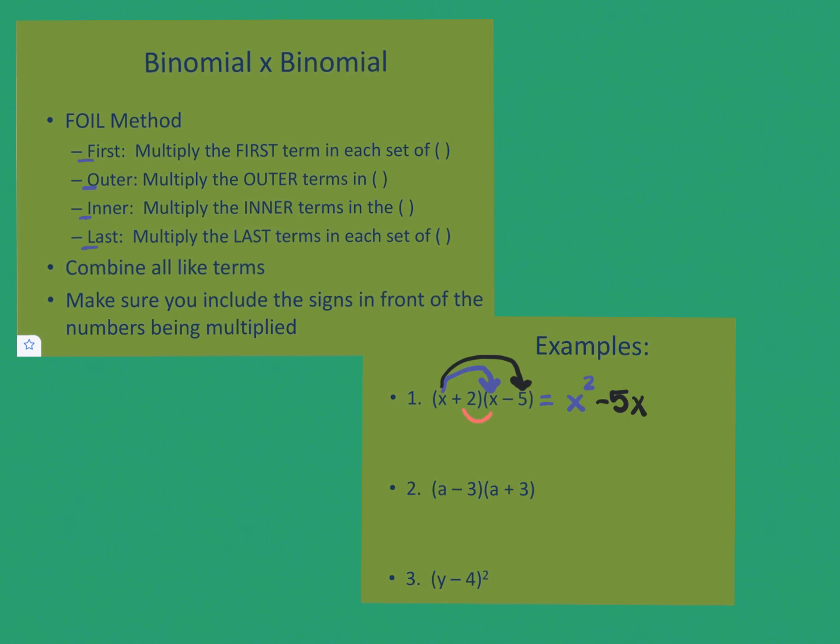I, inside, 2 times x. That's going to get us positive 2x. And last, 2 times negative 5, going to give us negative 10. Okay, so this is first, outer, inner, last. For this particular question, these two terms are alike, so we're going to combine them for our final answer to be x squared minus 3x minus 10.